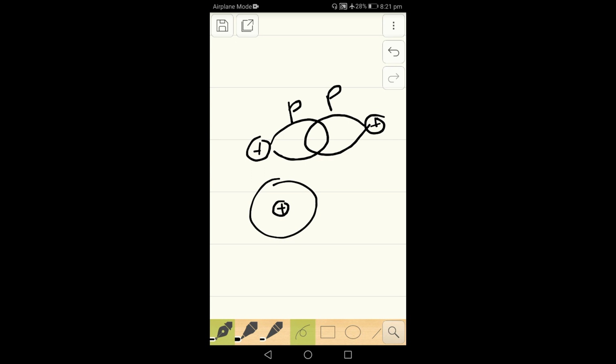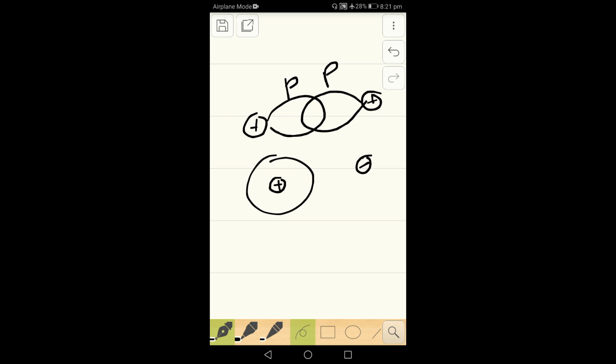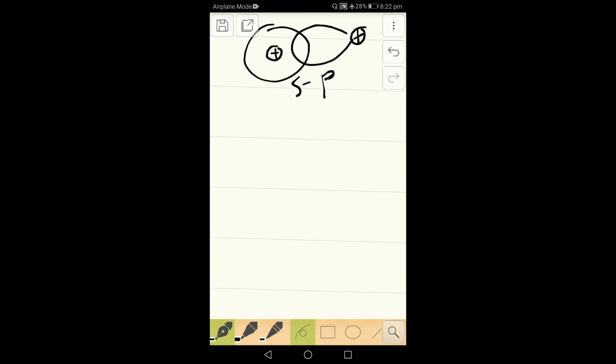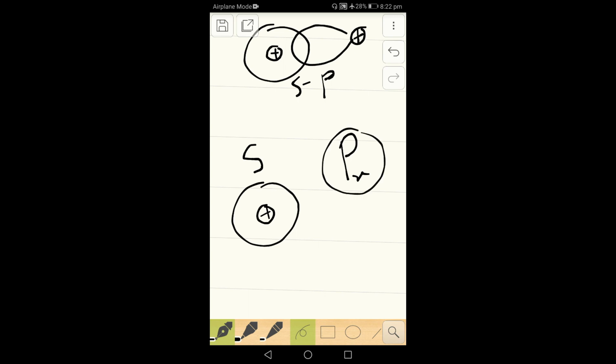Let me give you another example. This is an s orbital, then this is a p orbital, so we would call it an sp overlap. Now when the orbitals overlap, the fact is that different orbitals have different energy. For example, talk about the s orbital, and talk about, for example, the px orbital, that means the p orbital along the x-axis, which would look like this.